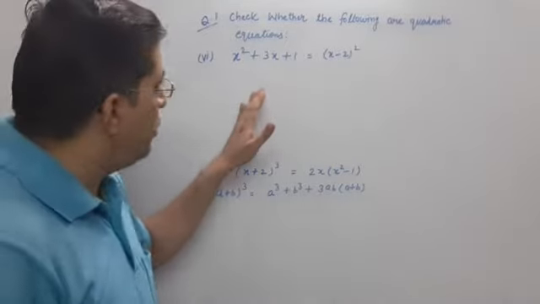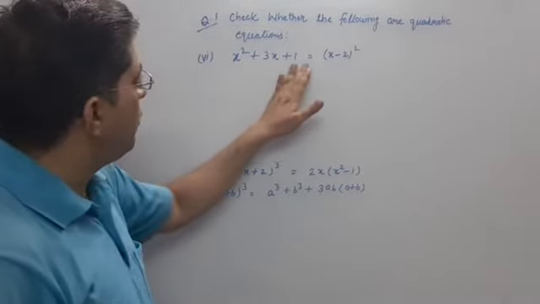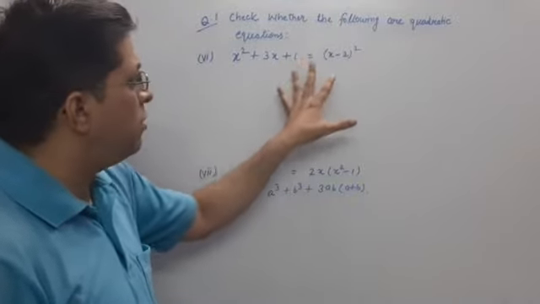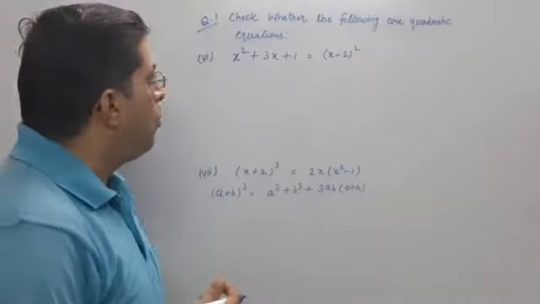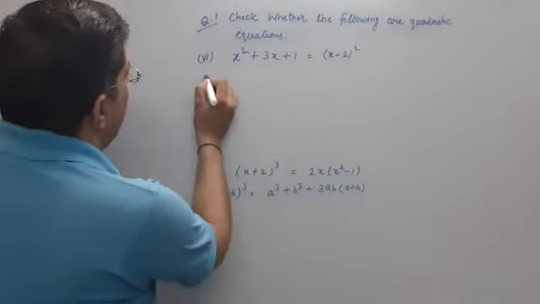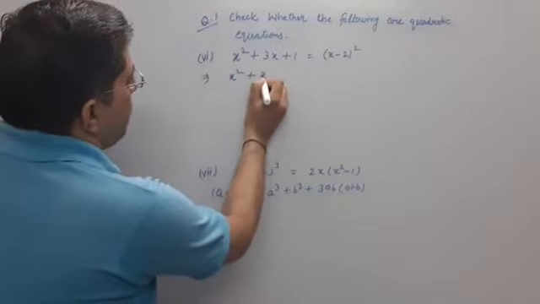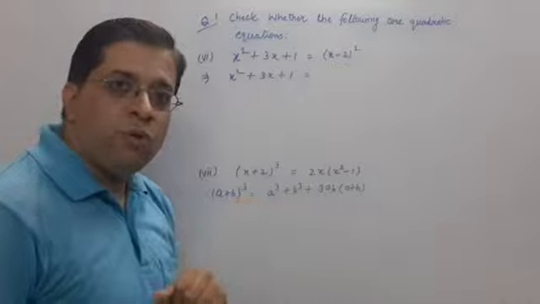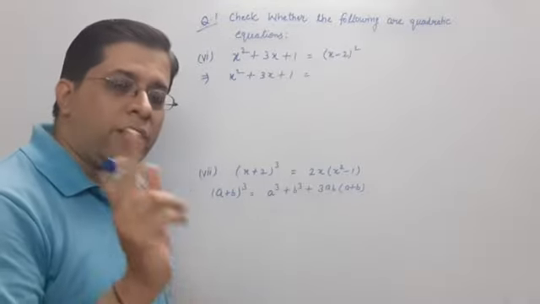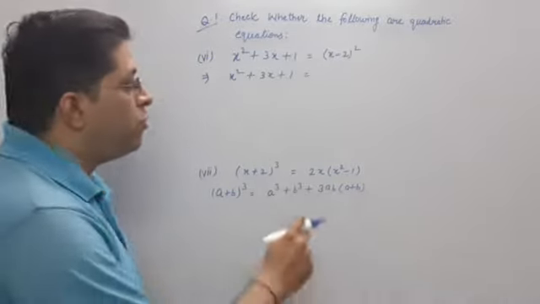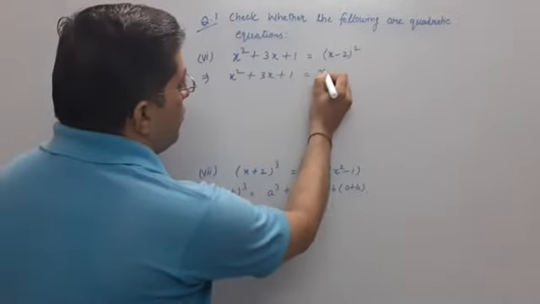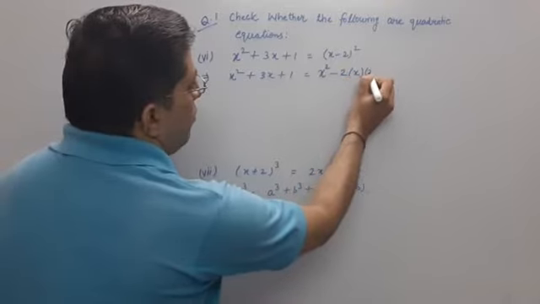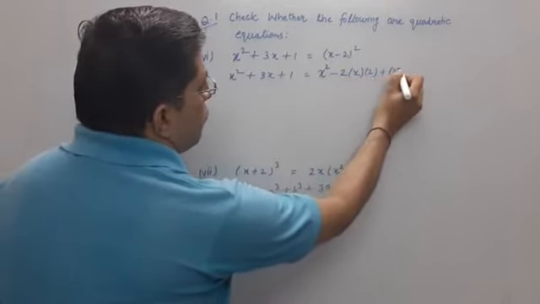Yes, the next question is x square plus 3x plus 1 is equal to x minus 2 whole square. What to do? You have to check whether the equation is in quadratic form or not. Now see, this is clearly x square plus 3x plus 1, we cannot do anything. This looks like a minus b whole square. What is a minus b whole square? A square minus 2ab plus b square. Here is a square, minus 2ab, a is x and b is 2, plus b square is here.